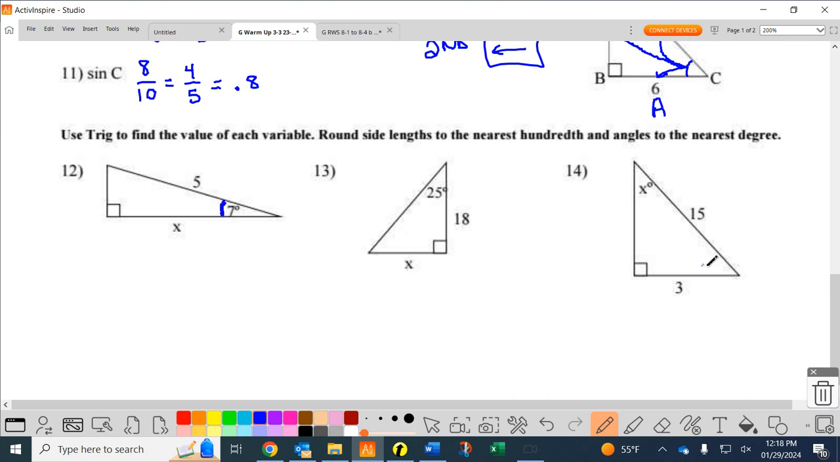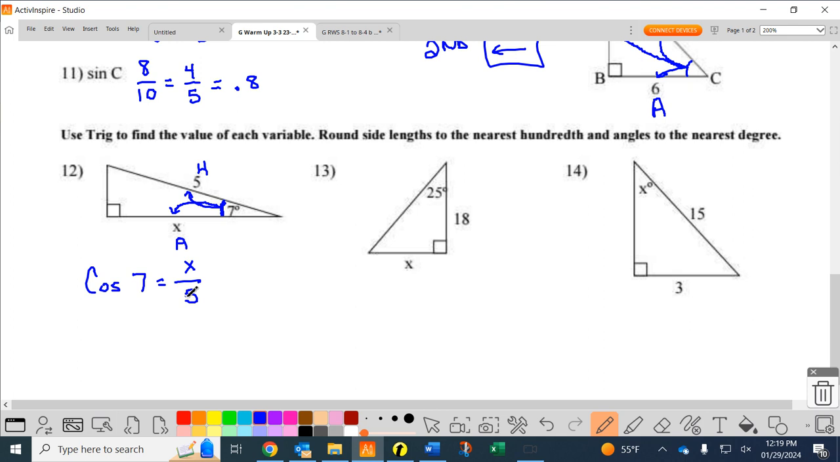So always mark your angle. Decide what parts the x and the 5 are. How is the x in this triangle? Is it opposite, adjacent, or hypotenuse? Adjacent. What is the 5 in this triangle? Hypotenuse. It's got adjacent and hypotenuse. In the adjacent and hypotenuse, you're going to be doing sine, cosine, or tangent if you have those two things. Cosine. Cosine of the angle 7 equals the adjacent x over the hypotenuse 5.